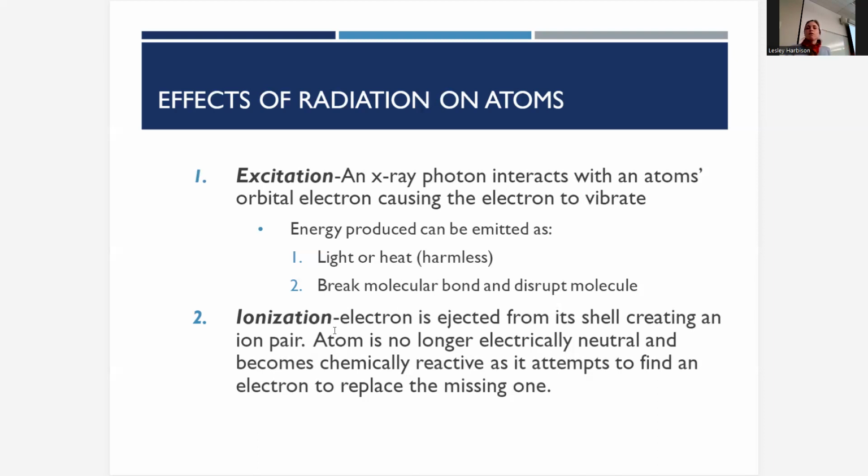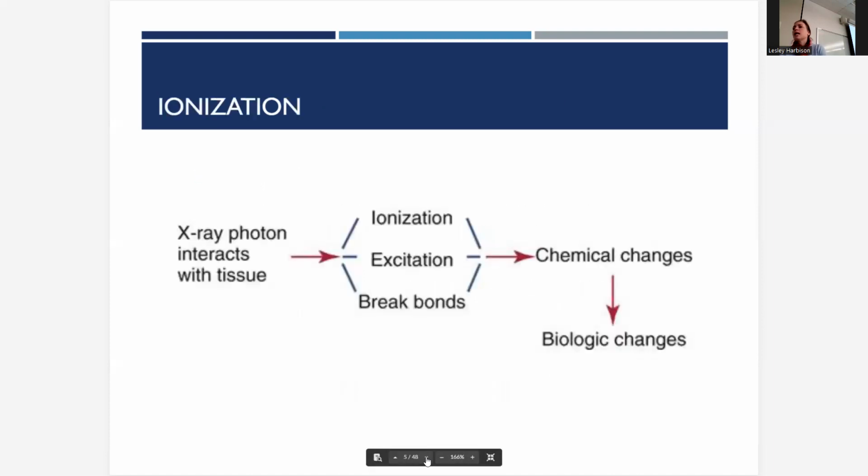And so that's part of the process when the photon comes in and knocks out an electron, whether it's from the primary beam or from scatter. So the electron is ejected from the shell, creating an ion pair. The electron that ejects is one part, and then the unstable atom. The atom's no longer neutral, it becomes chemically active. So just kind of knowing that process a little bit. And then the next slide. I'm just going to go through a couple of these slides.